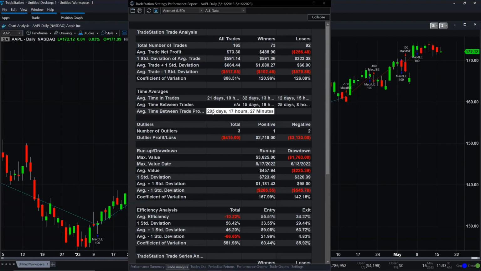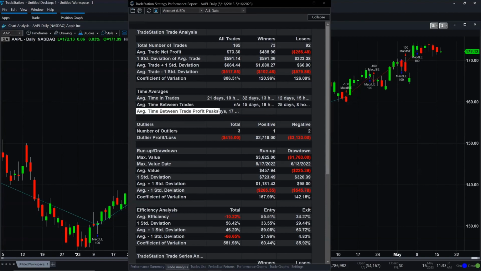I'm not sure if it's 295 calendar days. Pretty sure it's calendar days, not only counting trading days, but it says that the time that it takes you to make a new profit peak is 295 days. That's a long time waiting to reach a new peak. That's pretty impressive. How do we calculate that?